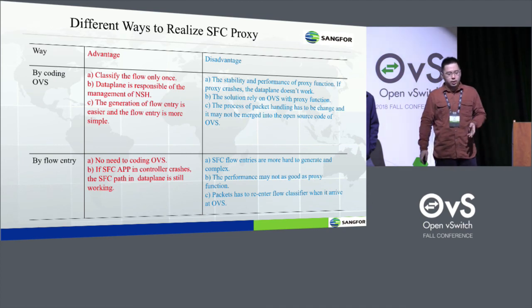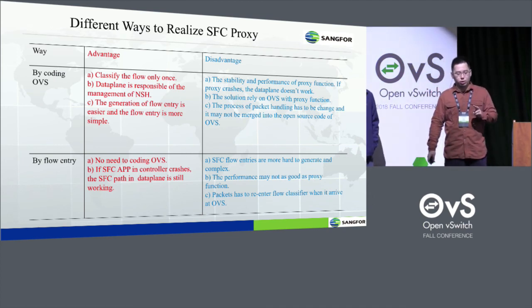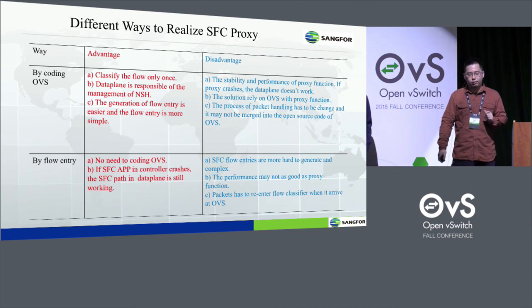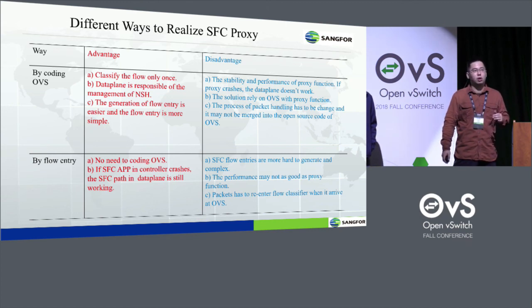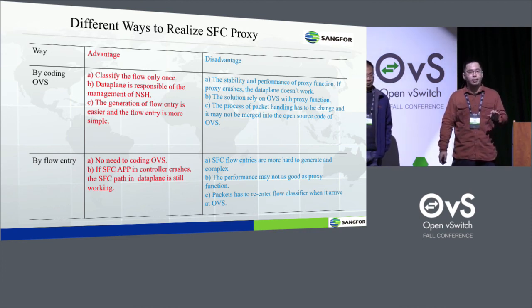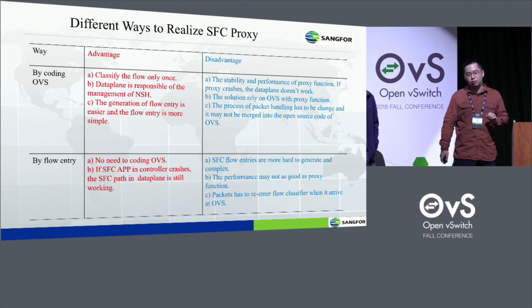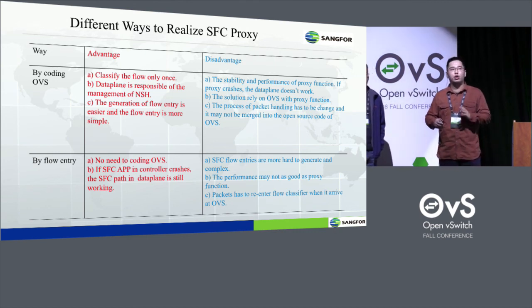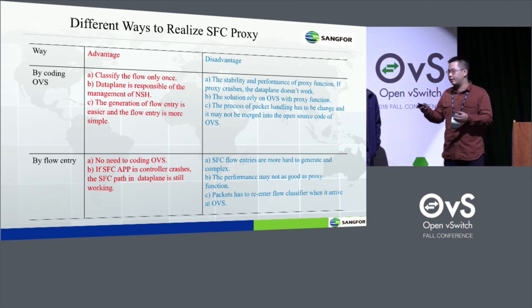So here we compared these 2 ways of realization of the project. The first way, hard coding, and the second way, by flow entry. And finally, after discussion, we choose the second way because we want to keep the OVS code consistent with the community, and we also want to keep the data plane as stable as possible. So we prefer not to change the code in the OVS.